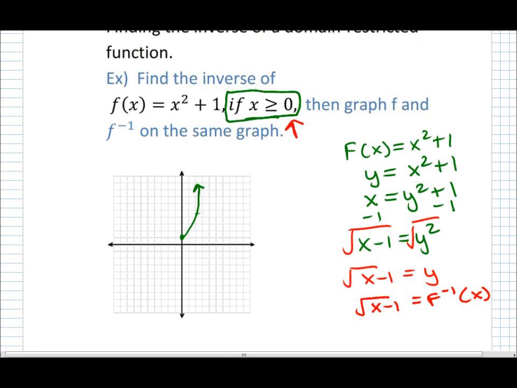And notice this point here is 0, 1. So if I put 1 in for x, I get 0 for y. If I put 2 in for x, I get 1 for y. And if I put 5 in for x, 5 minus 1 is 4, square root of 4 is 2. So the graph will look something like this. And notice if I draw the line y equals x, you have a reflection about that line. And that's how you do a problem like that.